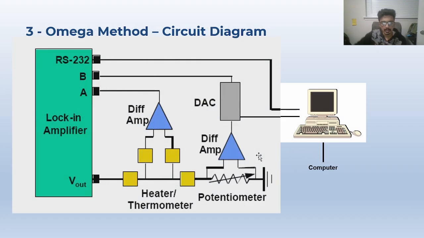So this is the circuit diagram for the 3 omega method. As you can see, the heater and the thermometer are present over there. It also needs a lock-in amplifier and a potentiometer, and all of this is connected to a computer where we can monitor the thermal conductivity, whatever output we are getting out of this entire system.